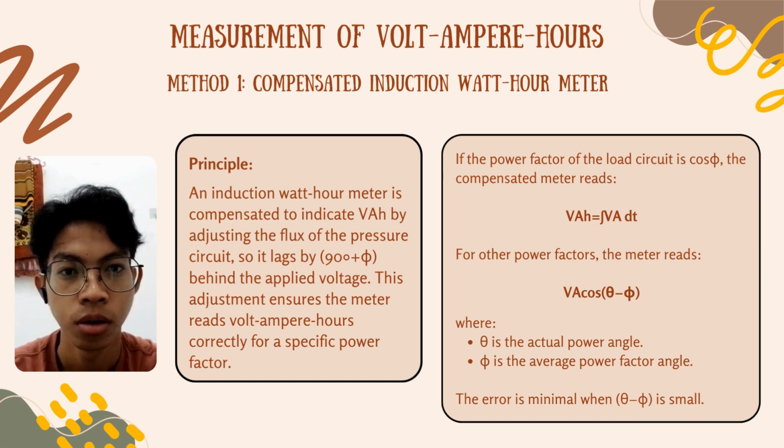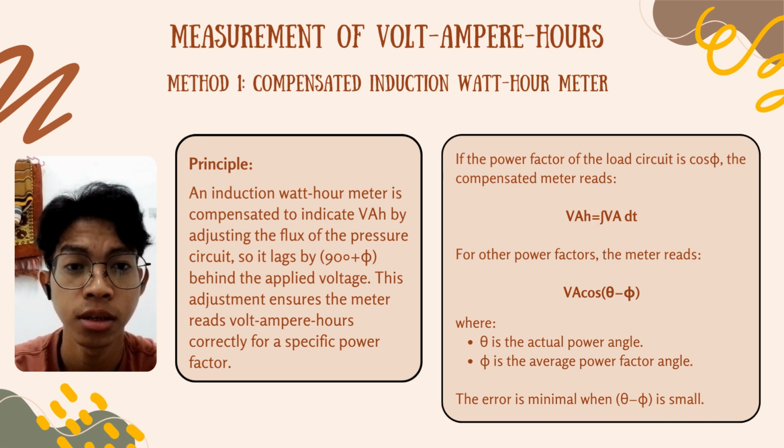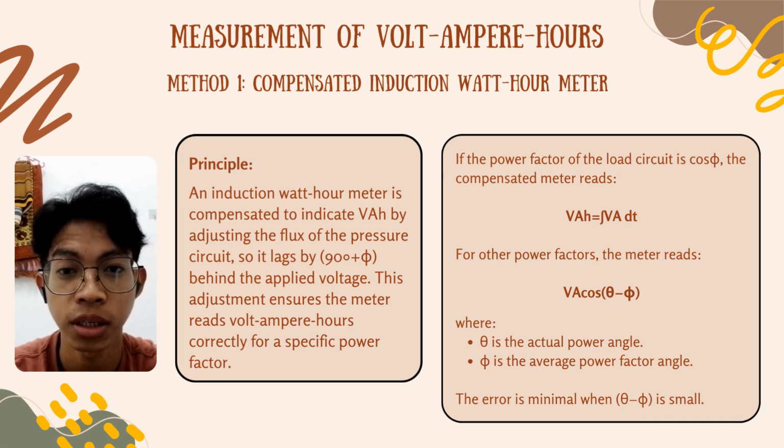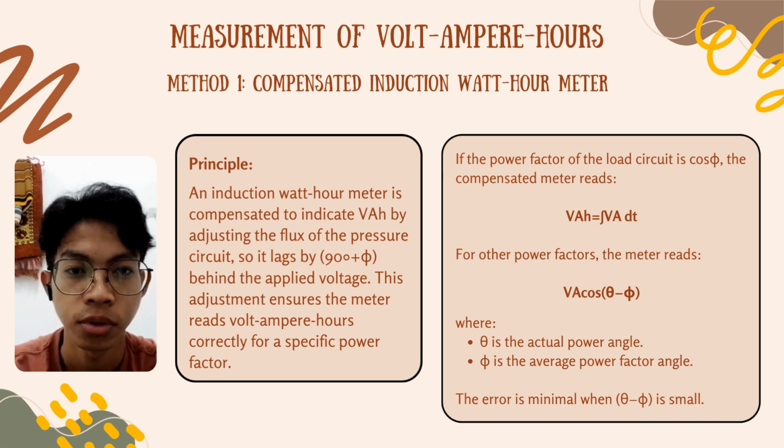For the measurement of volt ampere hour, there are two methods of measuring volt ampere hour meter. The first method involves compensating an induction watt-hour meter to accurately measure volt ampere hour. So this is achieved by adjusting the flux in its pressure circuit to lag behind the applied voltage by 90 degree plus phi, where the phi represents the average power factor angle of the load circuit. So when the power factor of the load circuit is exactly cos phi, the meter reads volt ampere hour directly as VAH equals integral of VA dt.